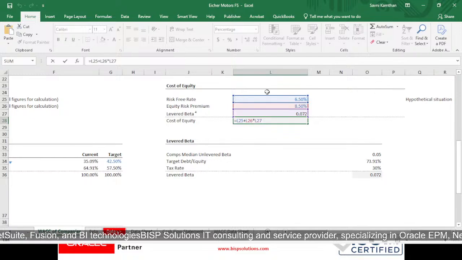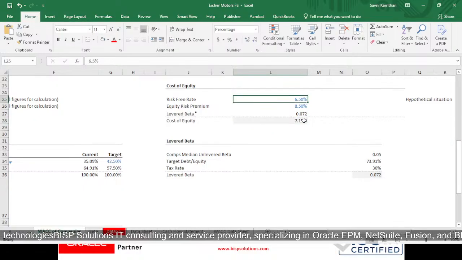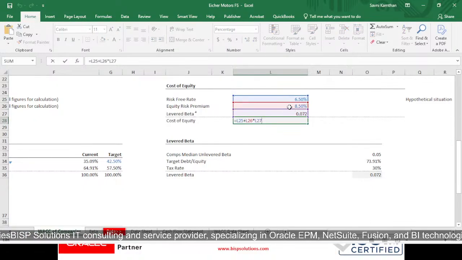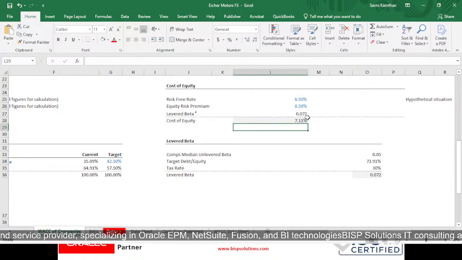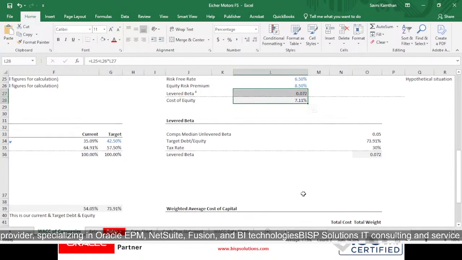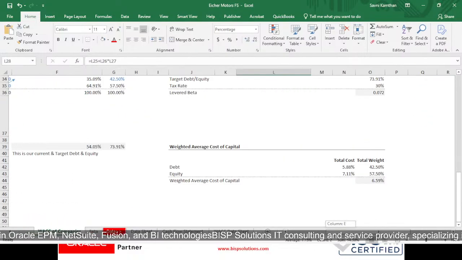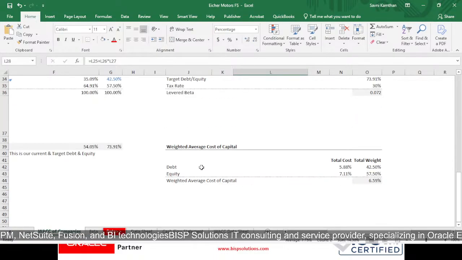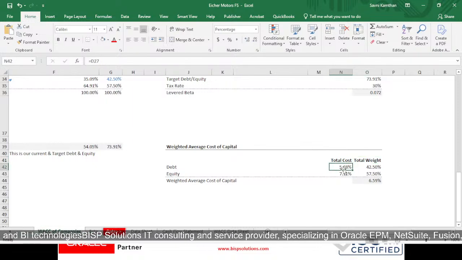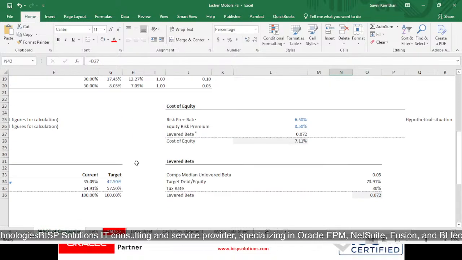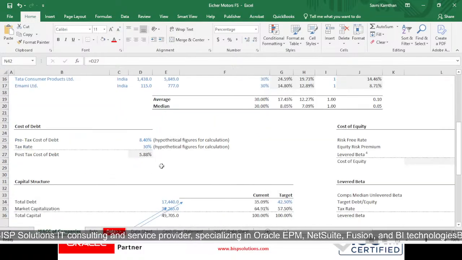How to do that? I have added the risk-free rate and my ERP, which is the equity risk premium, multiplied by my levered beta, which is 0.072. So I will be getting my cost of equity as 7.11%. Then comes my weighted average cost of capital, which is very important to calculate. So my debt, where I have taken total cost and total weight, is 5.88.